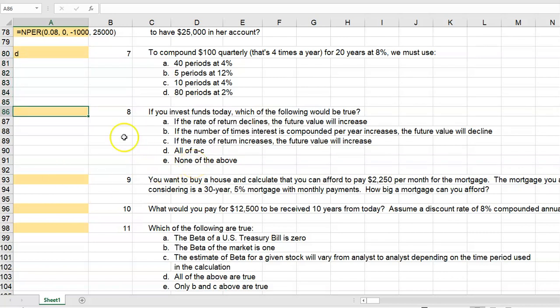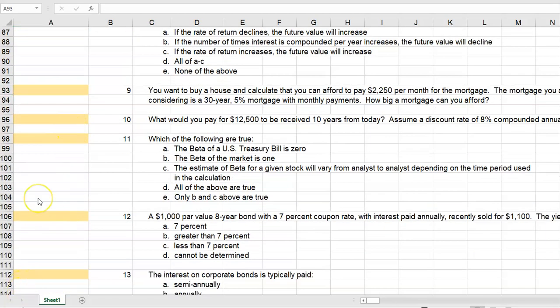If you invest funds today, which of the following would be true? All right, so I'm putting money in. If the rate goes down, does the future value go up? No, if I get less interest, I'm going to have less money in the future. If the number of times it's compounded increases, the future value will decline. No. The more I can earn interest, the more that interest compounds, the more my future value will grow. If the rate of return increases, the future value will increase. That's hopefully the obvious choice.